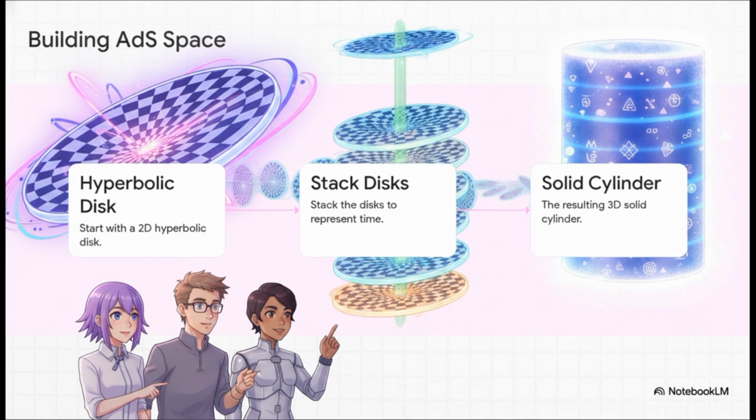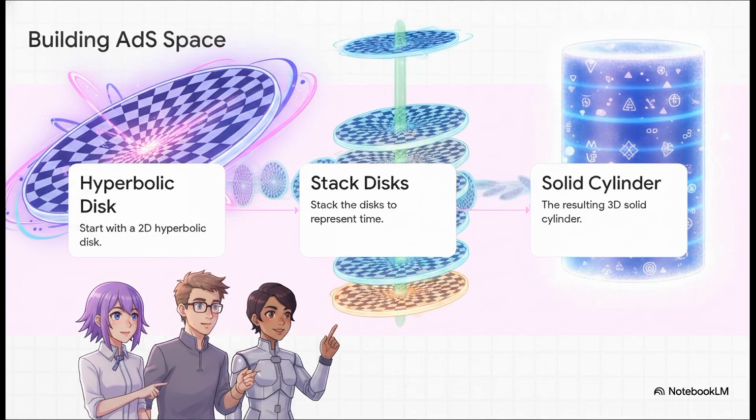Picture a hyperbolic disk. This is a space where the distance between points is so distorted compared to standard geometry that the outer boundary is actually infinitely far away from the center. Step 2. Imagine stacking a bunch of these disks right on top of each other, where the vertical axis going up represents the progression of time. Step 3. You're left with this solid cylinder.